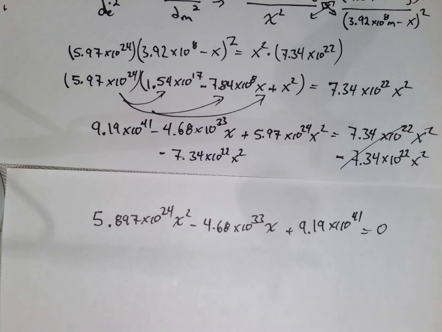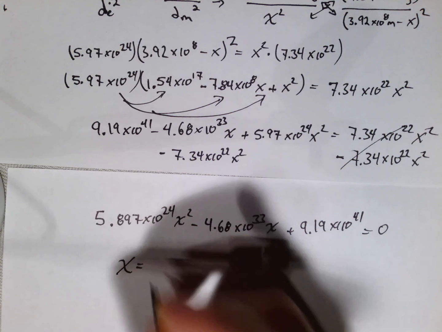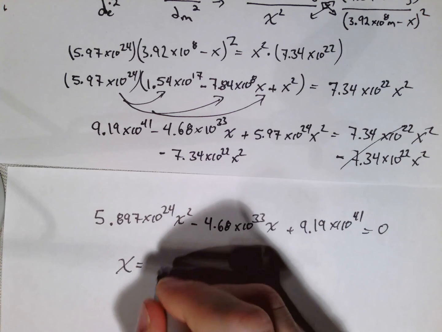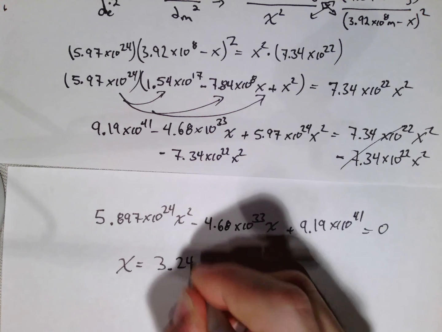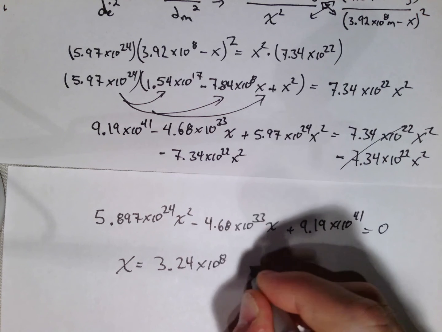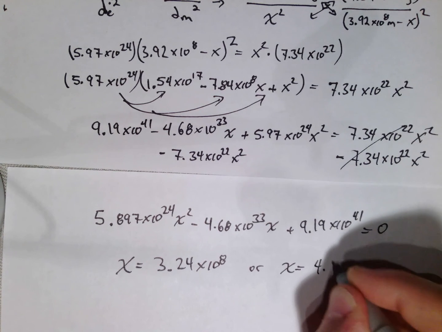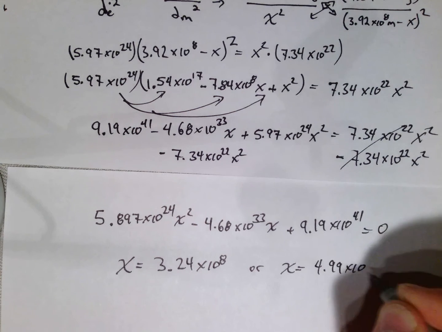How you solve this, I'm totally okay with you using a calculator, a computer app, anything. Don't solve this by hand. It's a pain. I'm not expecting to solve this by hand. What you're going to get is two answers for x. When you solve this through, x is either approximately 3.24 times 10 to the power of 8, or x is equal to, I got, 4.99 times 10 to the 8.